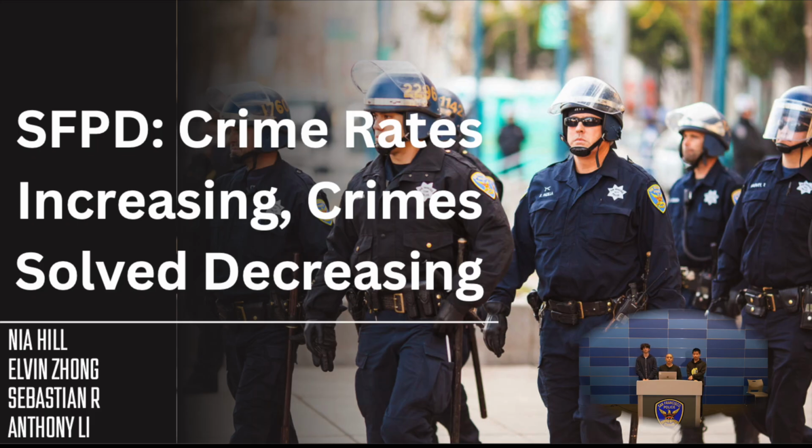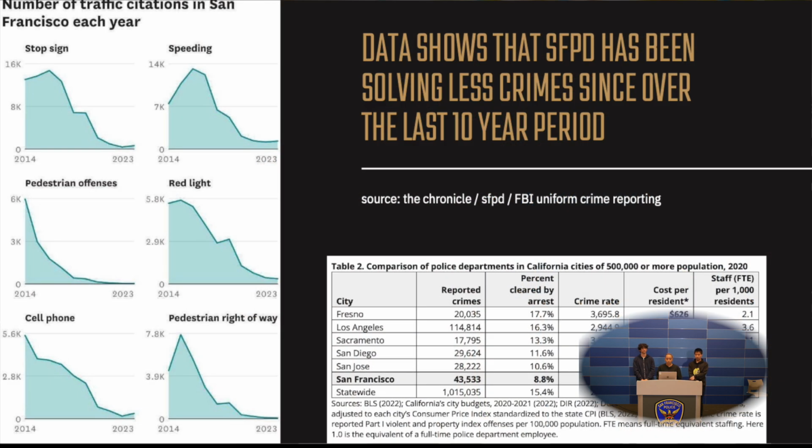Hi, my name is Nia Hill, and we are representing the CSI SFPD cohort. We're going to be talking about our presentation today about how the crime rates are increasing in the city of San Francisco and how the solving of those crime rates are decreasing. This data shows that SFPD has been solving less crime over the last 10-year period. The data shows that the number of traffic citations are decreasing every year, not because of better driving, but because of the shortage of police officers.